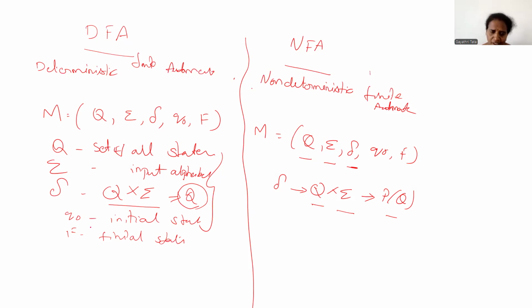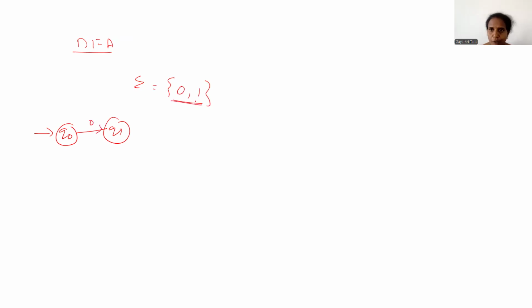Okay. And the next difference is that in a DFA, the state has to consume all the inputs. That means it has to read all the input symbols. But NFA is not like that. So we'll see one example. For example, if it is a DFA, we'll see one automaton. Here Q naught is the initial state, and reading 0 it can move to Q1. For example, here the input alphabet is 0, 1. That means every state has to read all the input symbols in a DFA. So see here, Q naught reads the 0 and it has to read the 1 also.